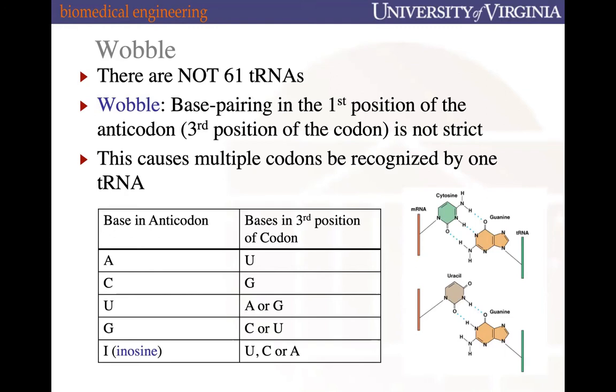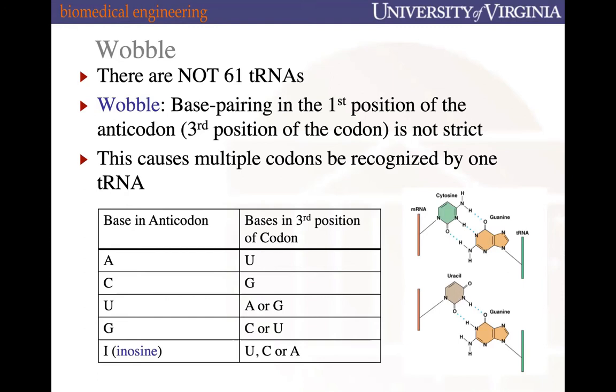But in addition to that, we have another nucleotide called inosine that can actually bind to 3 different nucleotides, U, C, or A. So this flexibility leads to the degenerate nature that we see in mRNA.